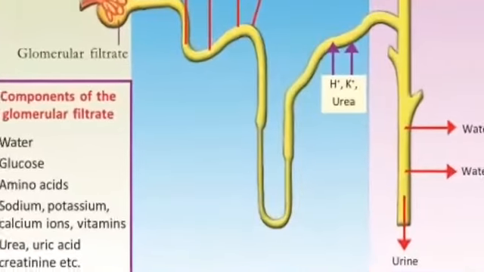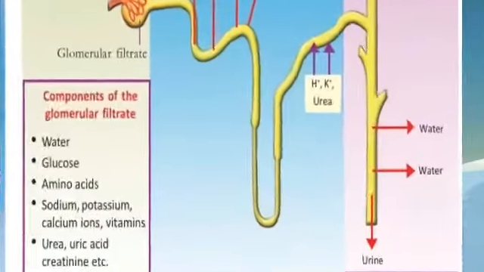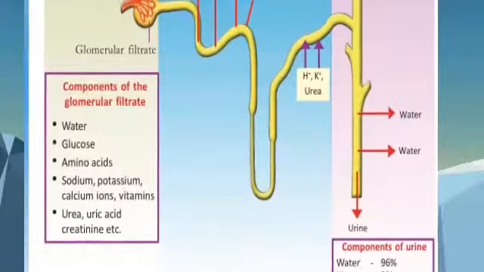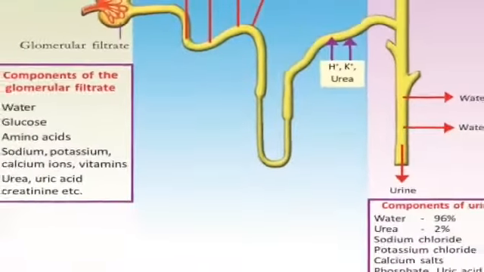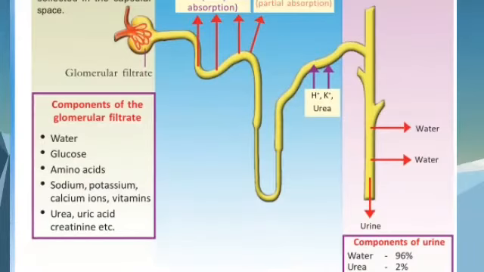What is left behind is urine. What remains at the end goes out as urine. Water absorption takes place in the collecting duct. Dear students, the last process is called water absorption. The absorption of water takes place from the collecting duct. The balance is left as urine.